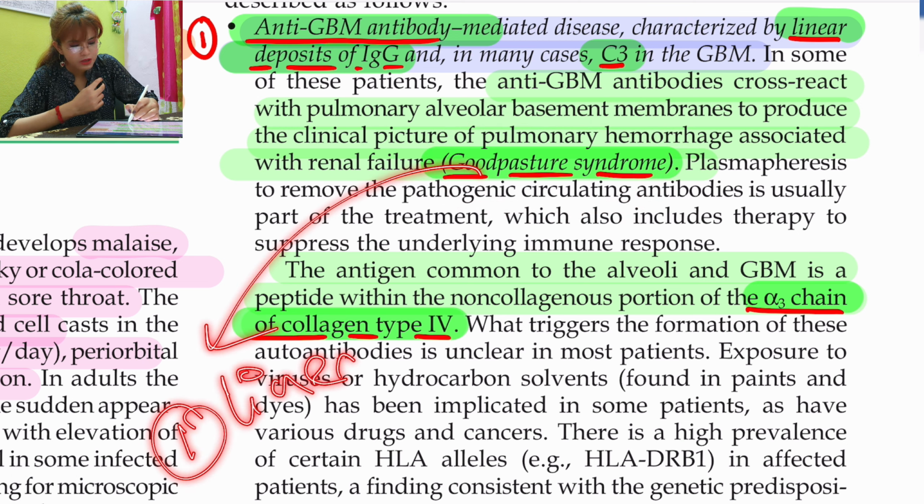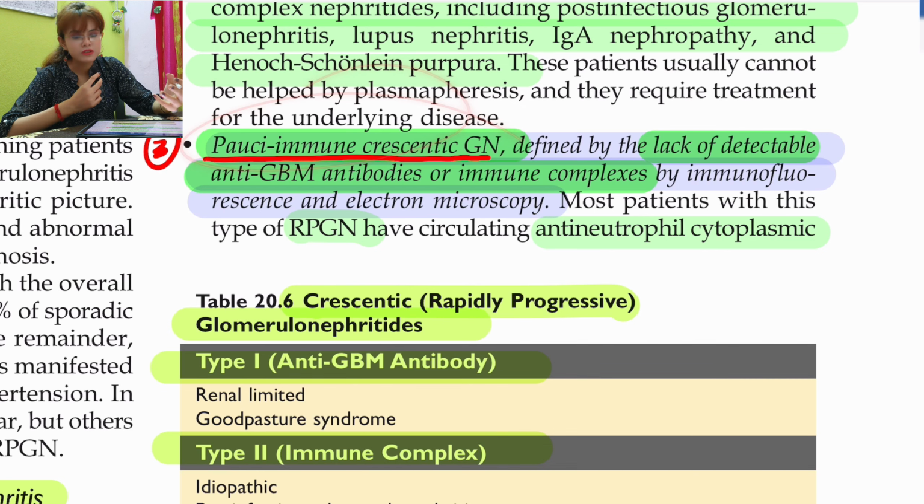Now type 2, as I mentioned, is because of immune complex deposition, and here you may have IgA nephropathy, lupus nephritis, Henoch-Schonlein purpura, and all these examples are there, and you know that there are going to be granular deposits on immunofluorescence. In case of pauci-immune, obviously there's going to be a lack of detectable anti-GBM antibodies. There is no immune complex formation.